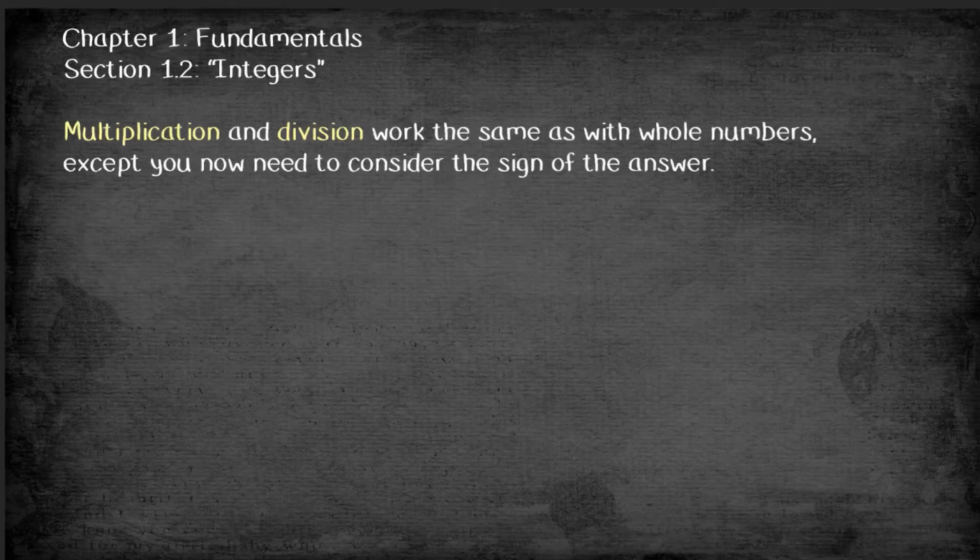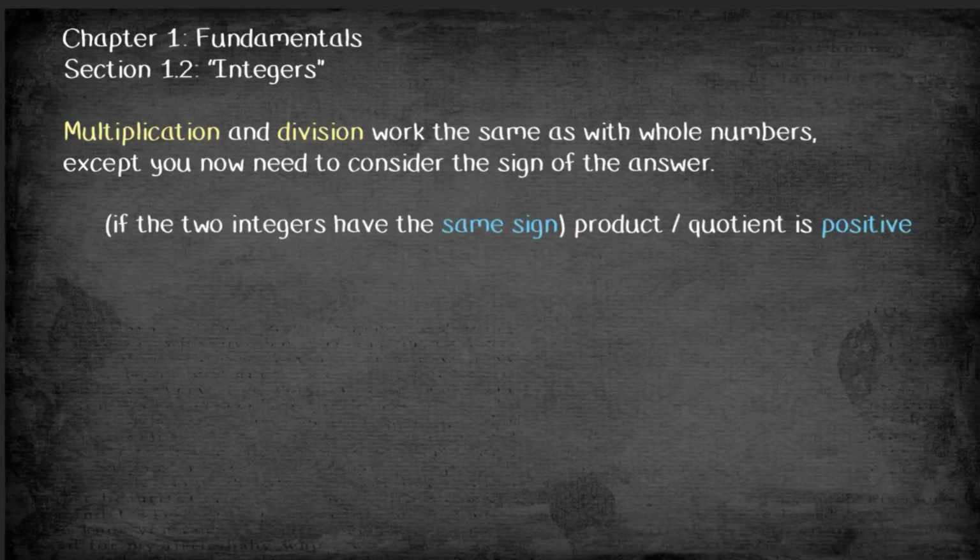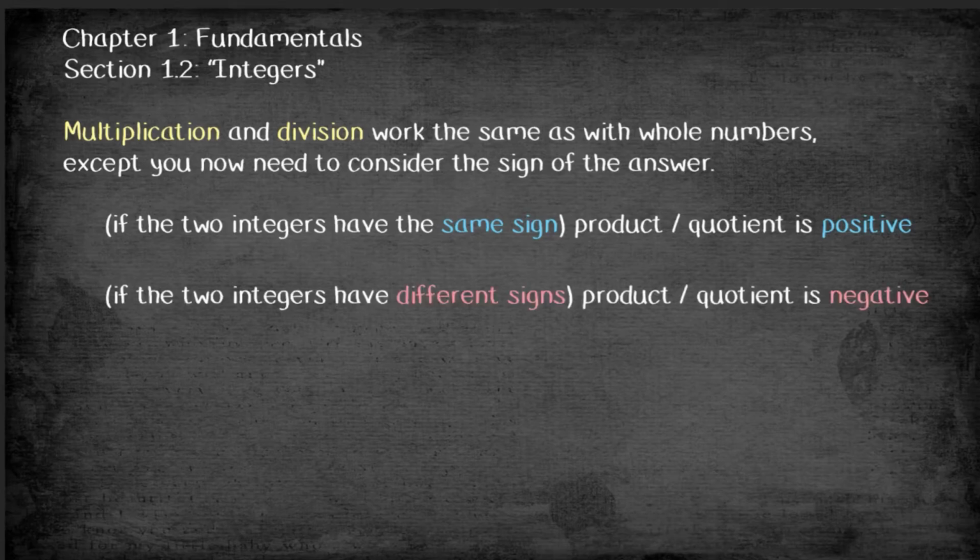Finally, we've got multiplication and division. These are lumped together because they work the same as with whole numbers. The only thing is that you need to consider the sign of the answer now. So if the two integers have the same sign, then the product or quotient is going to be positive. And if the two integers have different signs, then the product or quotient is going to be negative. And it's really as simple as that.